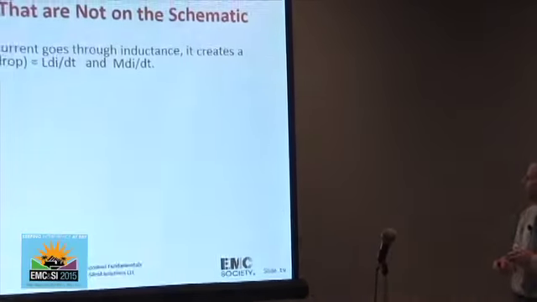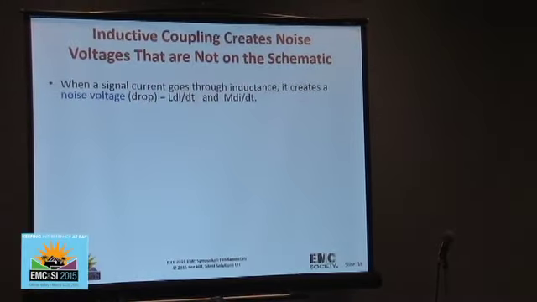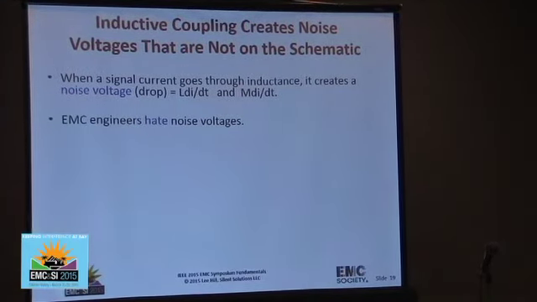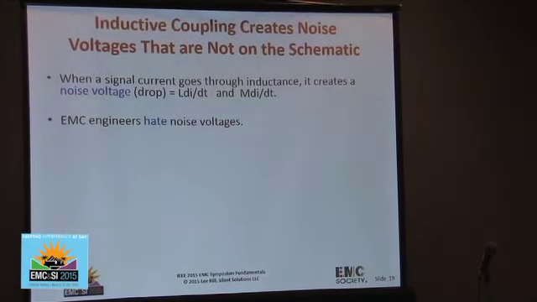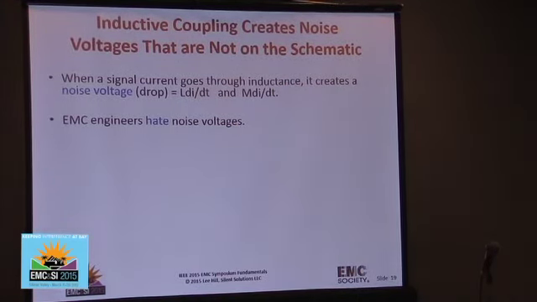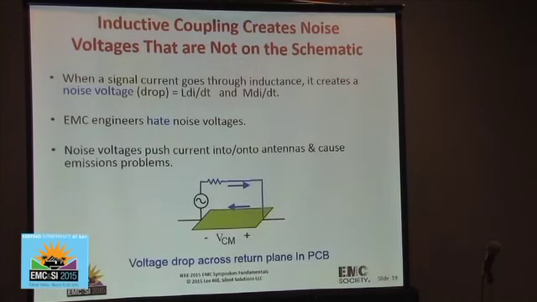Okay, so we're going to talk a little bit more about inductance, and then we're going to walk into Maxwell's equations really quickly. When a signal goes through an inductance, it creates a noise voltage drop, either a self-inductance drop or what we normally call transformer coupling, where one loop couples to a second loop. EMC engineers, we either hate them if we can't fix the problem, or we love them because we stay employed and we can fix the problem. So it depends on how you look at that.